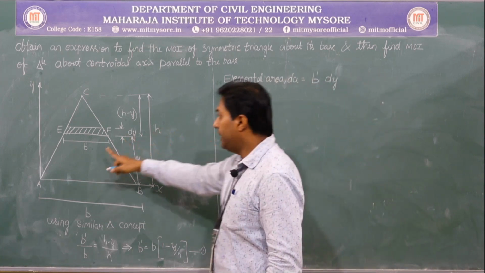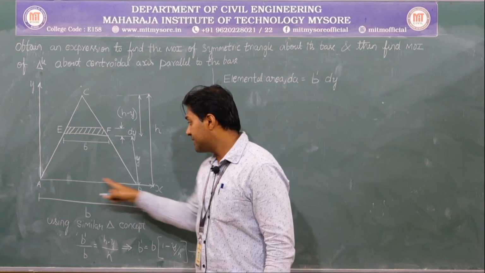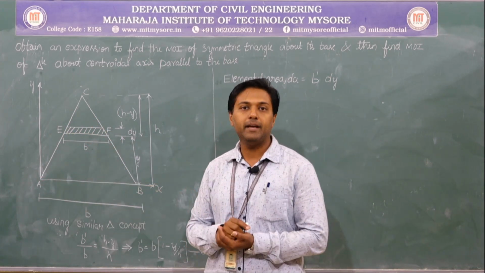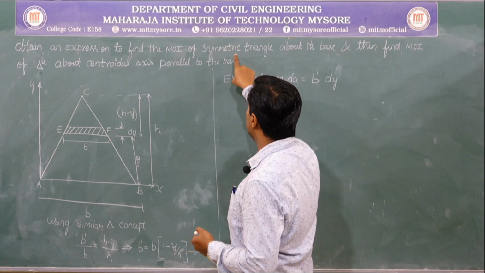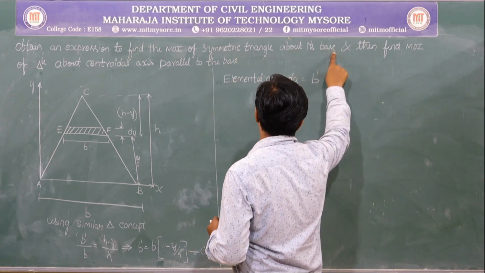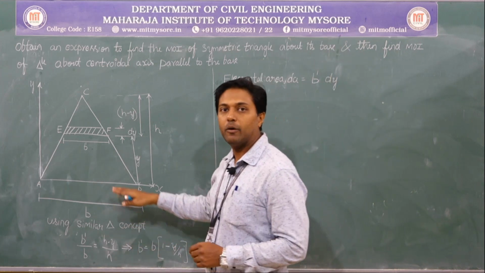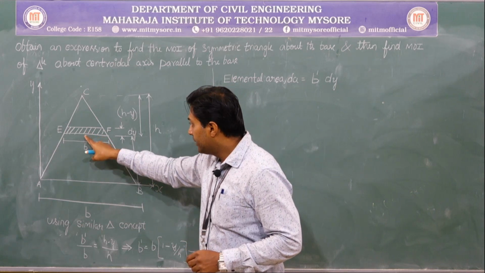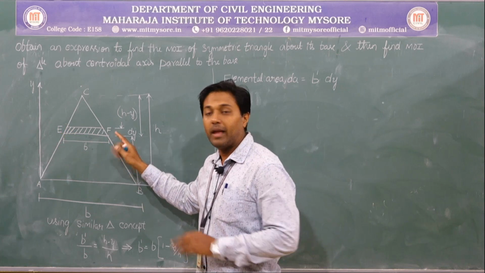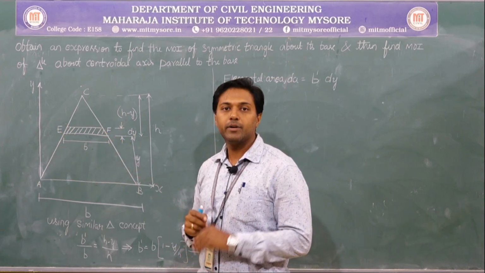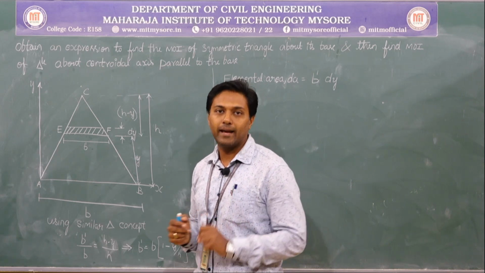Okay. So now the moment of inertia of this elemental strip about the base AB, because just observe the question: obtain an expression to find the moment of inertia of a symmetric triangle about its base. Forget about the next question, just concentrate on about its base. So first let me calculate it about its base. So the moment of inertia of this elemental strip about the base is given by, what is the general formula to calculate the moment of inertia? It is area into distance square, correct?